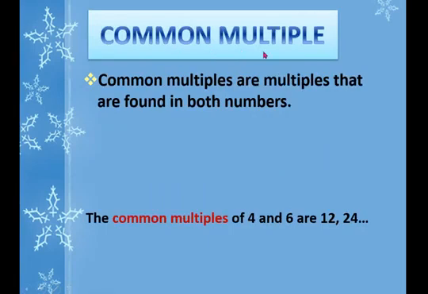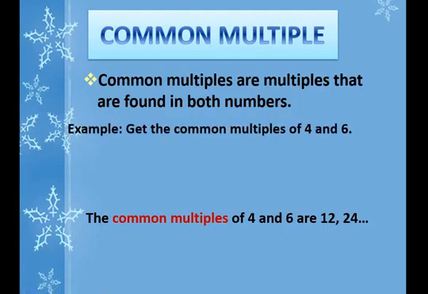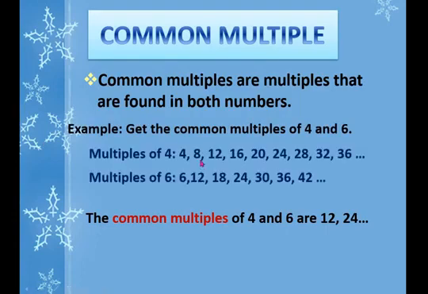What is a common multiple? Common multiples are multiples that are found in both numbers. Example, get the common multiples of 4 and 6. The multiples of 4 are 4, 8, 12, 16, 20, 24, 28, 32, and 36. The multiples of 6 are 6, 12, 18, 24, 30, 36, 42, and so on.